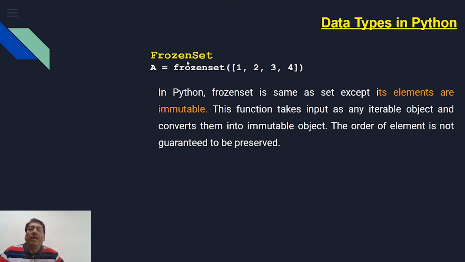The next one we have is frozen set. Frozen set in Python is the same as set except that its elements are immutable. So you cannot change any value once you create a set and make it a frozen set. The difference between set and frozen set is that in a set you can have values which can be changed, whereas in a frozen set you cannot change the values that are present. Okay, so we'll try to work with this.